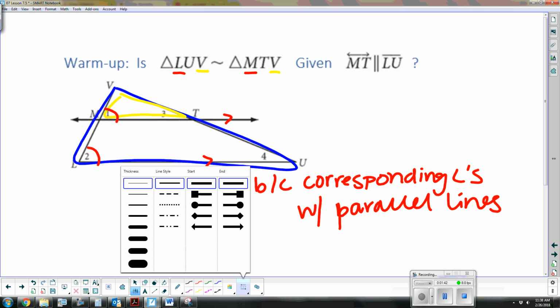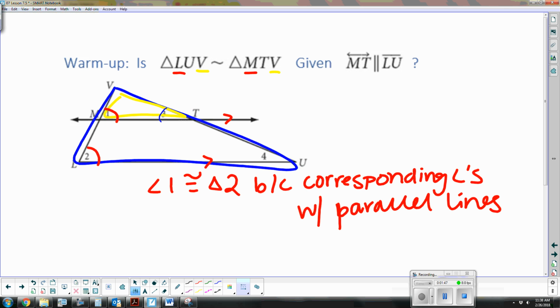And we could use that same conjecture to show that the last two angles, angle 3 and angle 4, are congruent because they're corresponding.